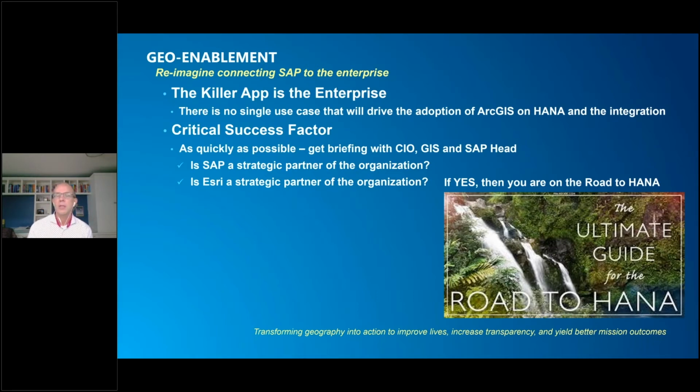So as quickly as possible, we get briefings with leadership, whatever the titles are, dealing with the CIO, GIS head and SAP heads, and asking a couple of questions. Is SAP a strategic partner of the organization? It doesn't mean they are only using SAP, but are you using SAP, and not just using it, but is it a strategic partner? And number two, is Esri a strategic partner? Hopefully we already know the answers and we're getting some confirmation. And if the answer is yes, then they are on the road to HANA.